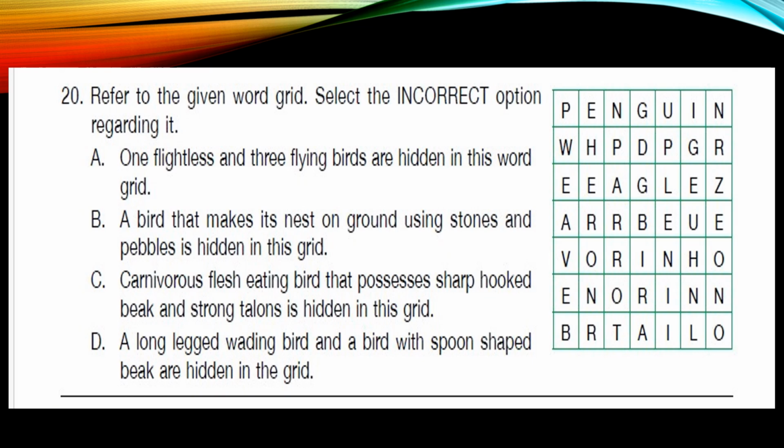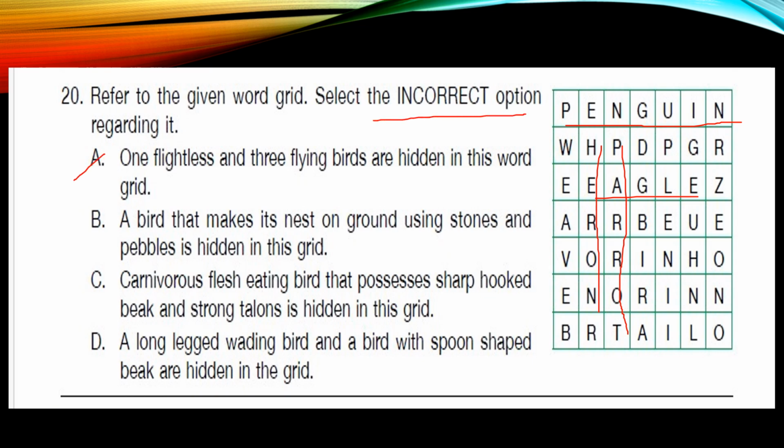First, we find out how many birds are there. Here, penguin, heron, parrot, and eagle. Four birds are here. So, the option A is correct. One flightless, that is penguin, and three flying birds are hidden in this grid. So this is not our answer because we have to select incorrect option.